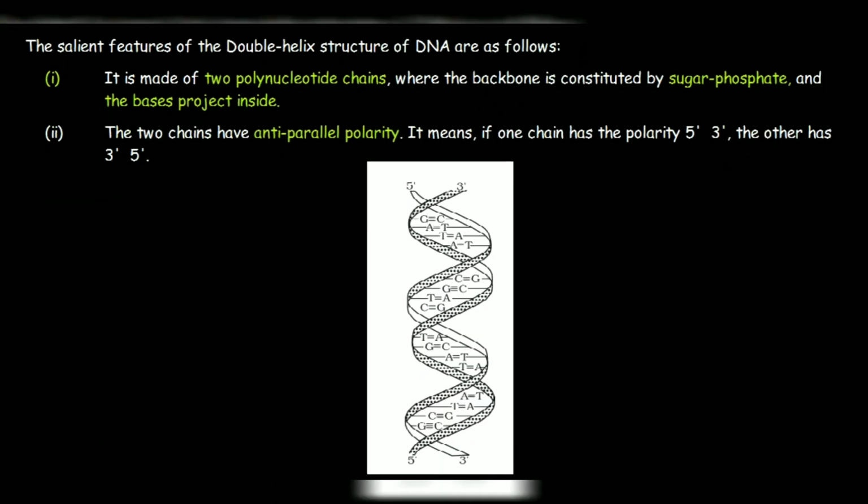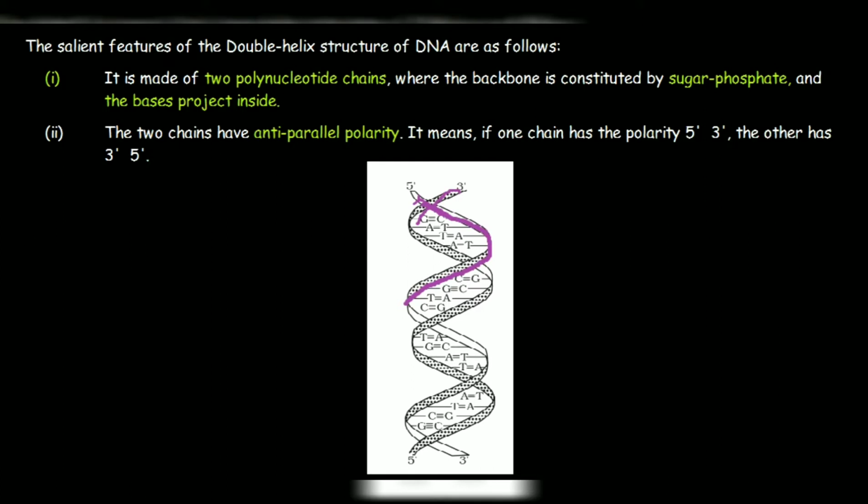So now let us see the double helix structure of DNA. It is made up of two polynucleotide chains. So here is one chain, and here you have another chain. If you consider the backbone, it is made up of sugar and phosphate, as we have already seen, and the bases project inside from the backbone.